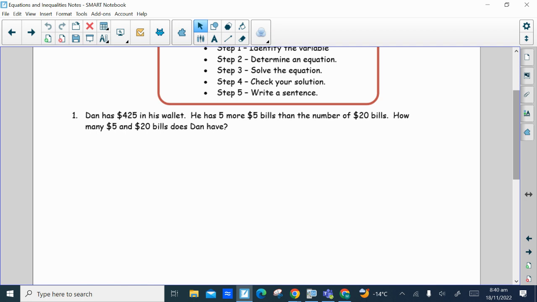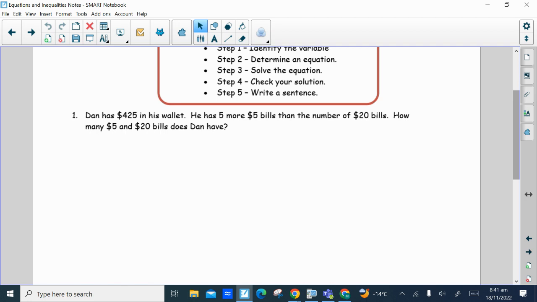Now we're asked to find two things here. How many $5 bills and how many $20 bills? That's what we're asked to find. But we can only have one variable. In Math 10C, if you go on to take that, you'll look at some scenarios where you are going to solve equations with two variables. But we're not there yet. So right now we're just going to solve equations with a single variable.